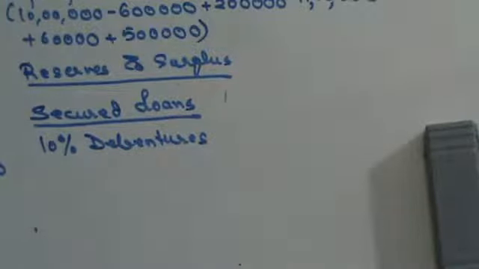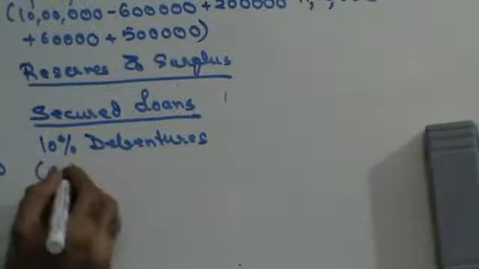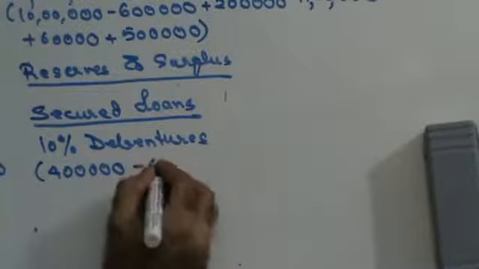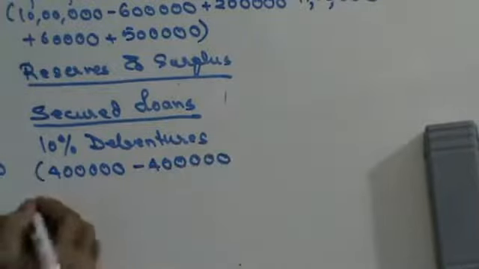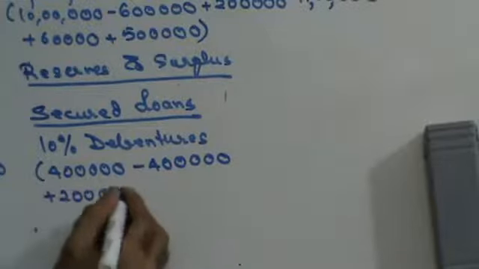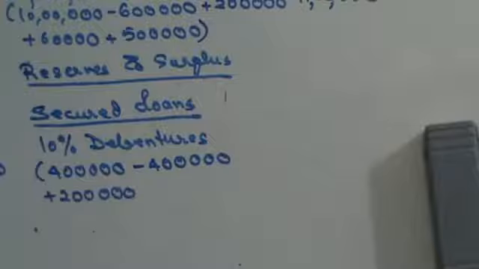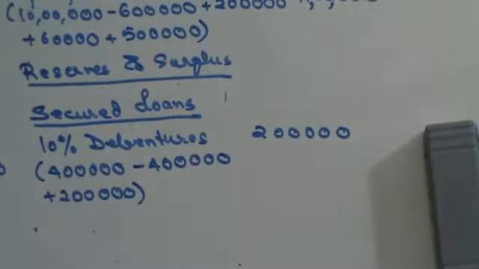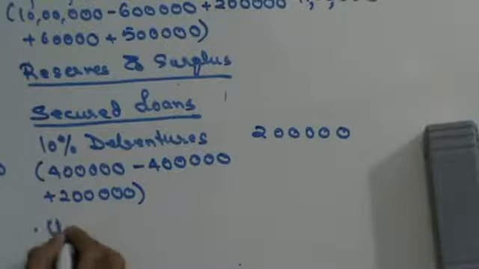Now 10% debentures as per balance sheet is 4 lakhs. Right? Let's see the debenture entry. In the journal you have on the debit side 4 lakhs, so you will subtract 4 lakhs. You have on the credit side 2 lakhs, so you will add 2 lakhs. That's the only entry that you have. So your 10% debentures are going to become 2 lakhs, right? Next, you have unsecured loans, not given to you.